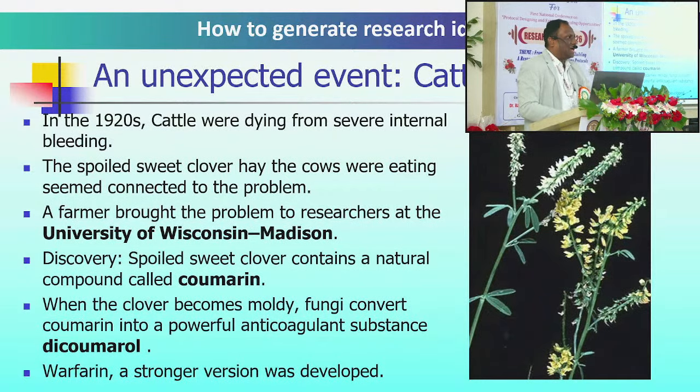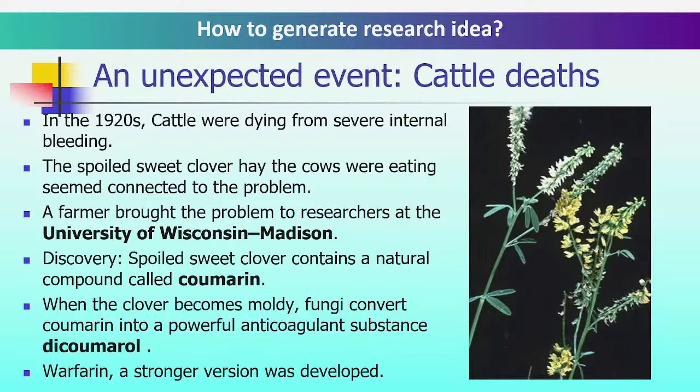Now, what they have identified is coumarin is converted to dicoumarin, which is causing the bleeding, and then warfarin was discovered, which is derived from dicoumarin. So, this unexpected event, or unexplained cow deaths, led to the discovery of this.